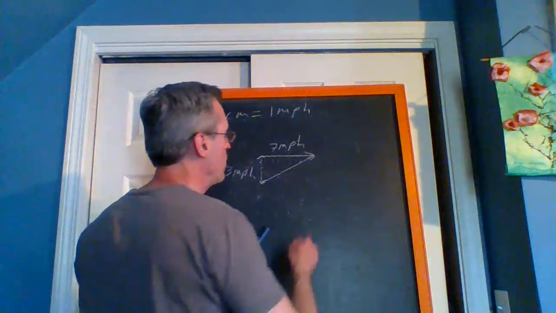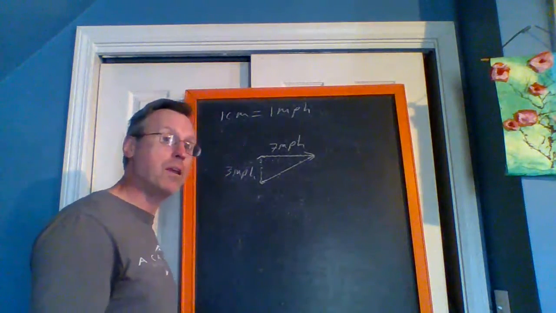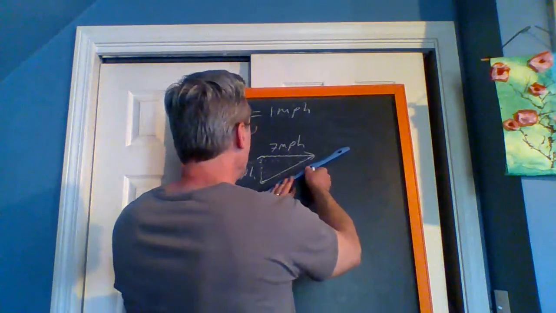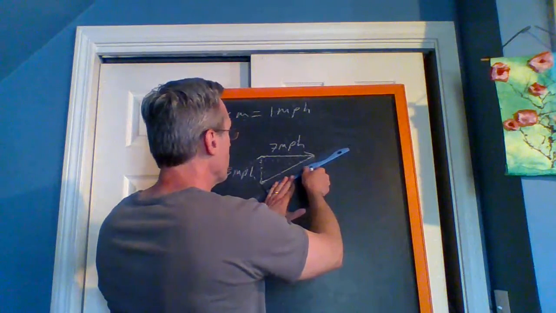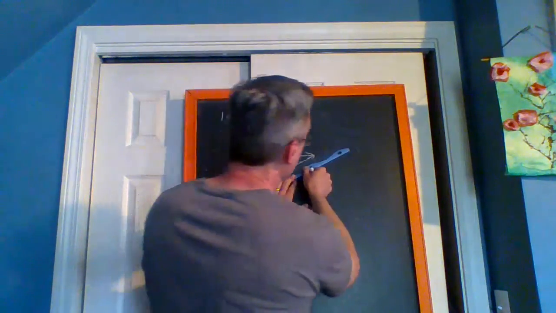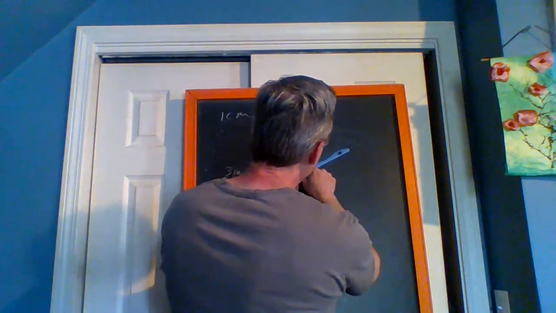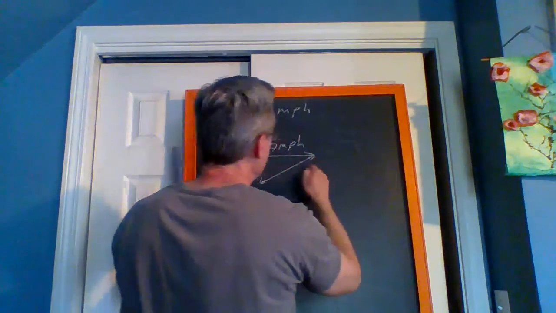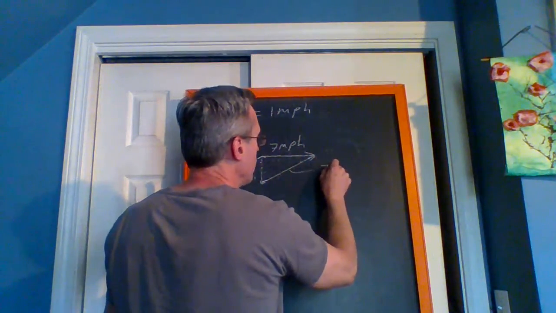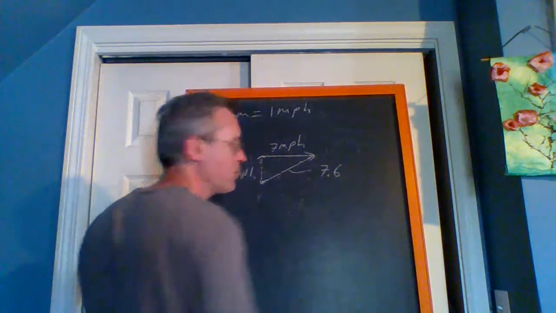Anyway, we want to find out what's the real speed of the aircraft. Well, you measure it. Put your ruler up there and measure how many centimeters it is. Now I'm getting about 7.5, a little bit over 7.5. I'm going to say 7.6.